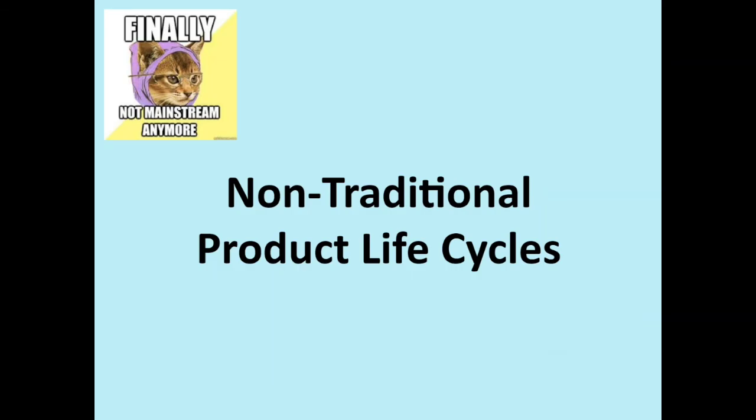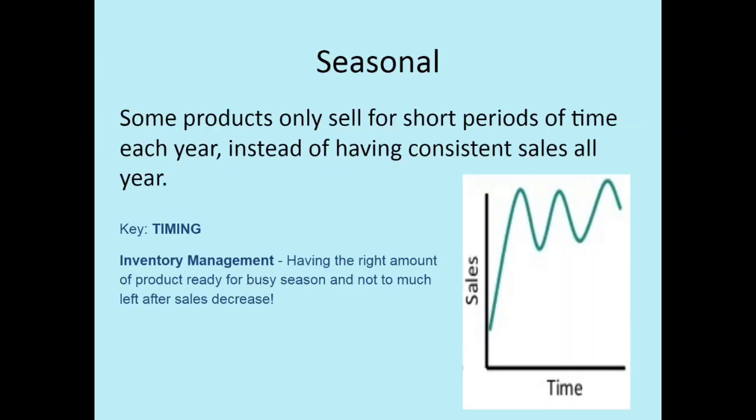These are what we call non-traditional product life cycles. There's three that we're going to focus on. The first one is a seasonal product. This is a product that is extremely popular for a specific period of time in a year. Okay, so seeing a decline, you need to predict it with this.